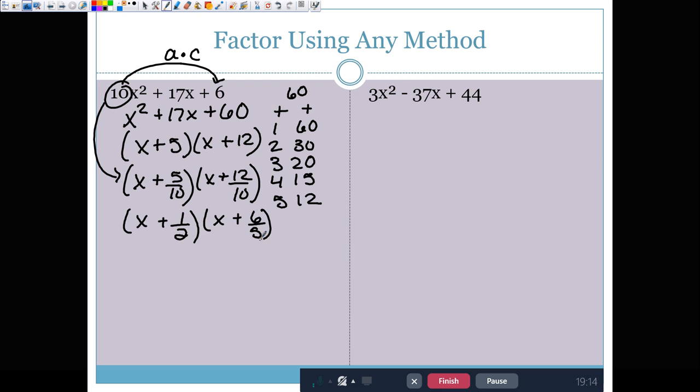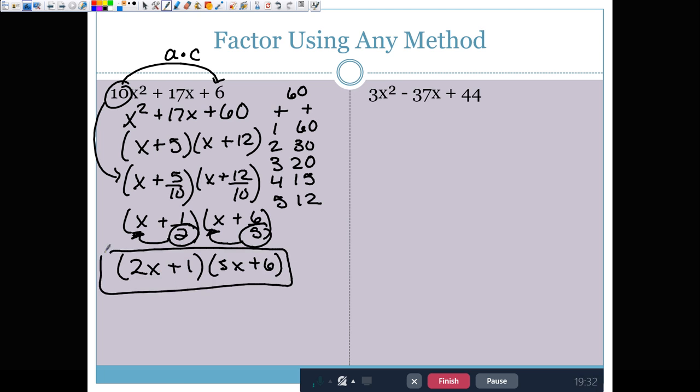6/5. Okay? Then I'm going to take my denominators and make them the coefficients, the numbers in front of x. So this is going to become 2x plus 1 and 5x plus 6. So if you have two denominators, they both get moved up into that parenthesis.